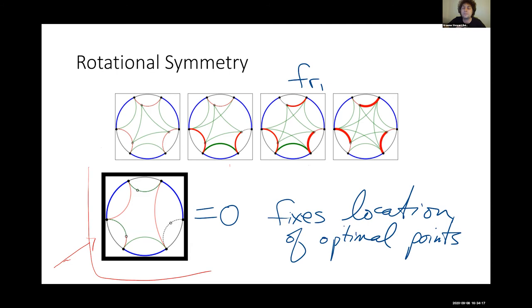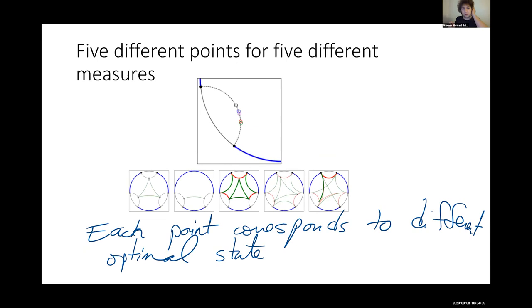This is, I guess, more refined information about what's going on down in the bulk that we're getting by looking at these more complicated correlation measures. We're learning extra information about the shape of the entanglement wedge by doing this. So here's an example where we have these five different points for five different correlation measures. These pictures just represent the different correlation measures that we're looking at. Each point corresponds to a different optimal state, and therefore each correlation measure is giving us some slightly different geometric information about the entanglement wedge.